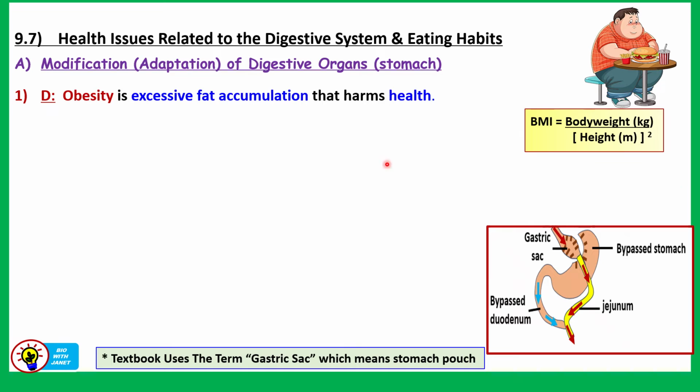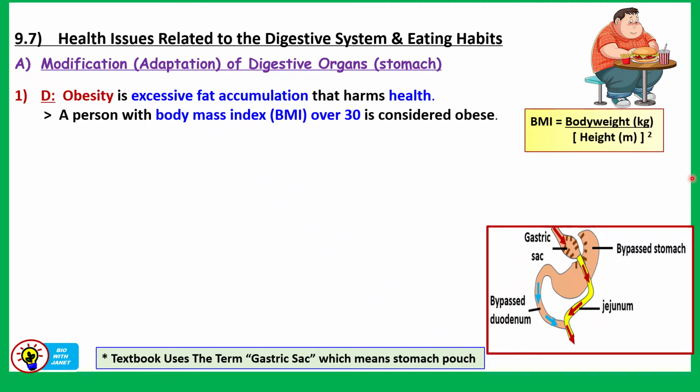So firstly, what is obesity? It is the excessive fat accumulation that harms health, when there is excessive fat accumulation in a person. All right, as seen in this picture here of this person who is obese. So a person with body mass index or BMI equal to or over 30 is considered obese.